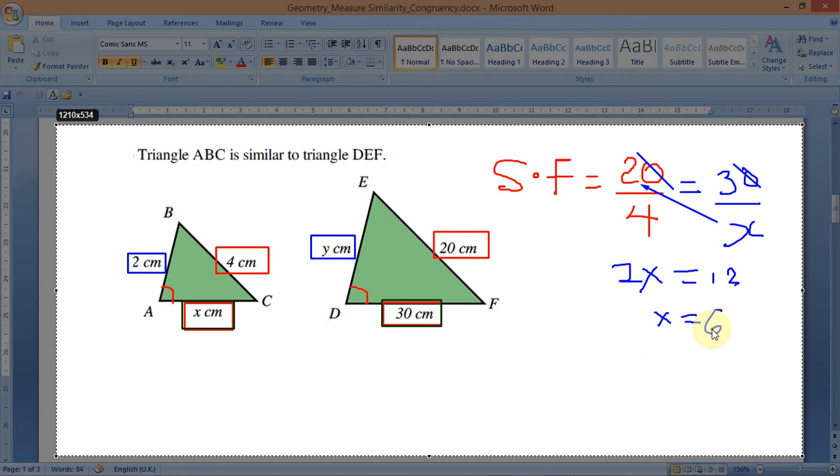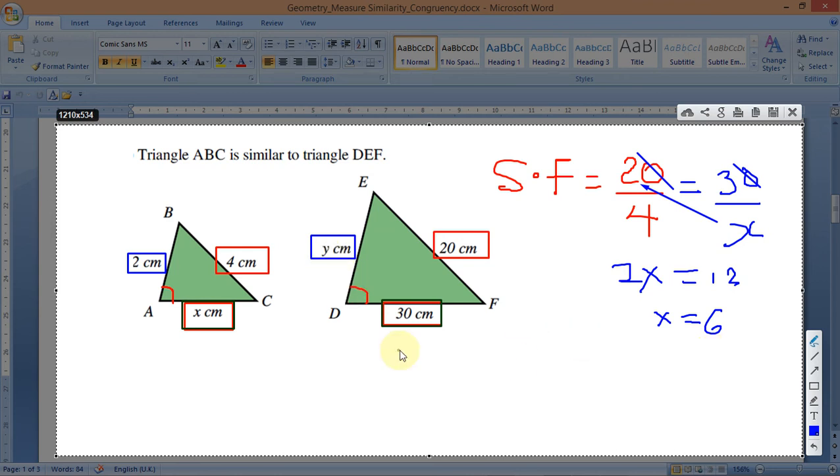Am I correct? 20 divided by 4 equals 30 divided by x. If you cross multiply, this cancels this. So 2x equals 12. Okay, so let's go for y now.